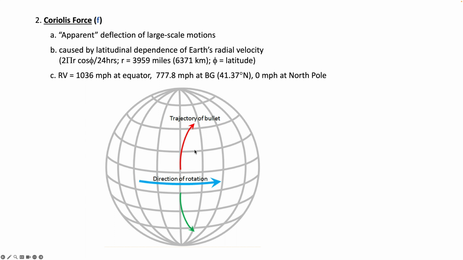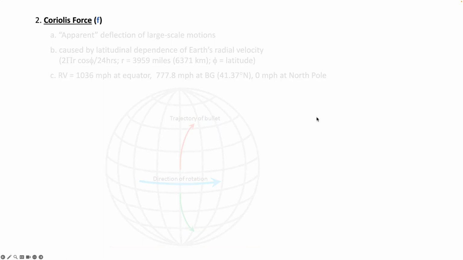Now, if you're in good old Bowling Green at 41.37 degrees, we begin to slow down. The radial velocity slows from 1,036 miles per hour at the equator to a still pretty speedy 777.8 miles per hour in Bowling Green. Again, as you continue to move north towards the North Pole, the radial velocity will slow and slow until at the North Pole it is just 0. And again, it's the motion over our spherical Earth as radial velocity changes, basically decreasing from the equator to a pole, that leads to our apparent Coriolis force.